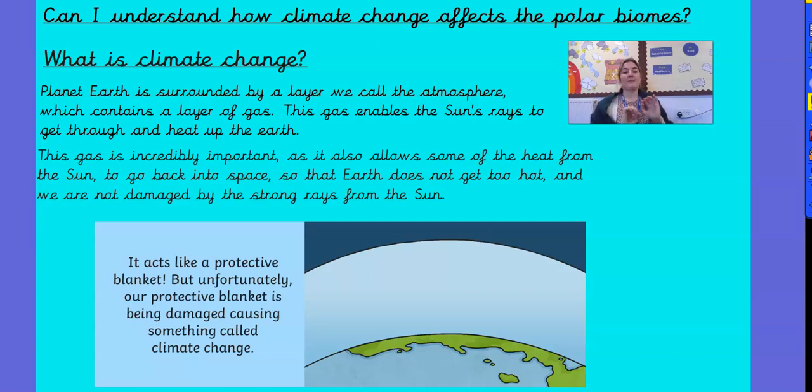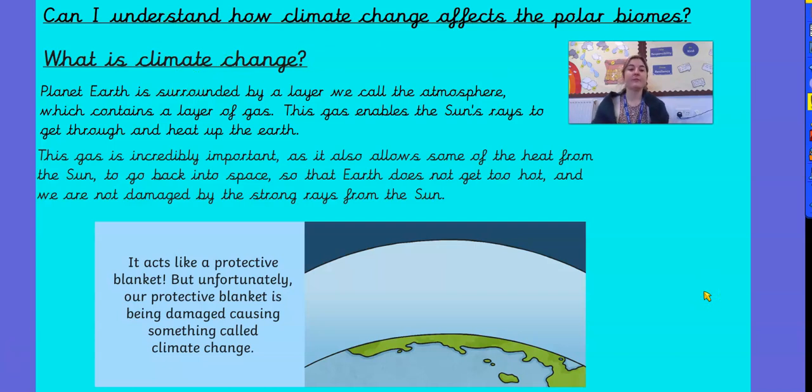So the gas in the atmosphere is really important because it allows some heat from the sun, and then some of it goes back into space. Okay, so it is there to protect the Earth, let some in, but also some out. Because if the sun let all of its rays and radiation in, the sun would simply be boiling hot, okay? And then we would end up getting damaged by a lot of the sun's rays. So the atmosphere sort of protects us in a way.